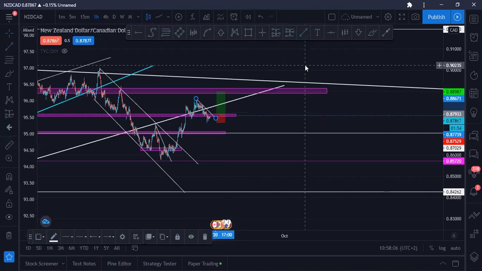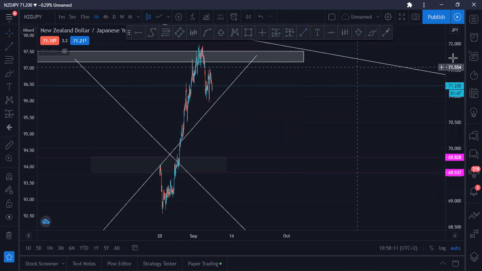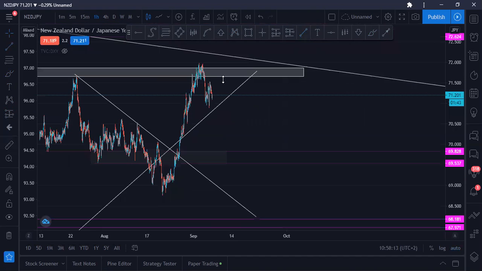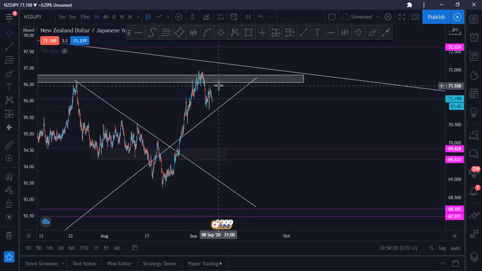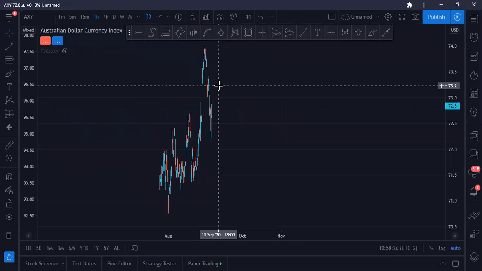Let's see what's happening elsewhere. NZDJPY. Okay, so basically, it's the same thing as the NZD CAD. It's in the middle of the zone right now. Let's see what happens as the week goes by. Let's fly through that. Australian dollar index.